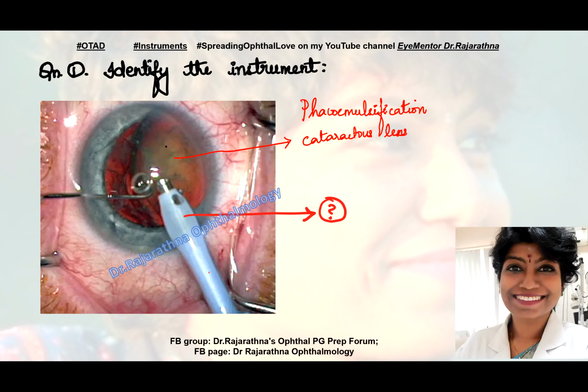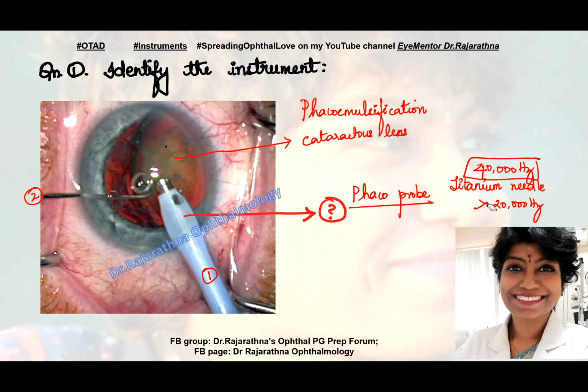Now, this is instrument number 1 through the main port and this is instrument number 2 through the side port. My question is about instrument number 1, which is your phacoprobe. Phacoprobe, as you all know, has a titanium needle which vibrates at ultrasonic frequencies. Ultrasonic frequency is always more than 20,000 Hertz, but typically the needle is at 40,000 Hertz, way higher. Definitely above ultrasonic, but your textbook value is 40,000, so we'll stick to 40,000 Hertz.